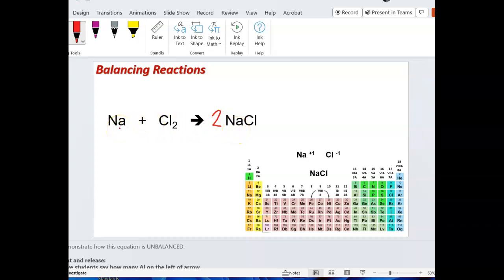Now we have to go back though, because we changed sodium. 1 sodium went in and now 2 came out, because putting a coefficient in front of the compound applies to the entire compound. And so now I have to go back and put a 2 in front over here. And as your final step, you should always just double check the entire reaction. So 2 sodiums went into the reaction, 2 sodiums came out, 2 chlorines went into the reaction, and 2 chlorines came out, so balanced. Let's look at another one.